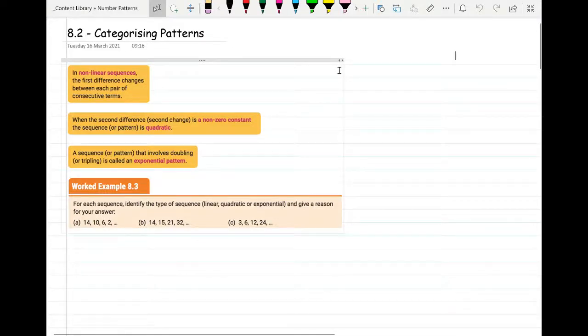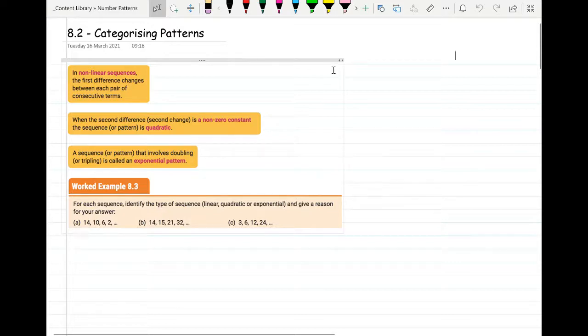In this lesson, we're going to have a look at how you can categorize different patterns or different sequences. When we say categorize, we mean you have a look at the pattern and put it into its proper category or state what type of pattern or sequence you have.